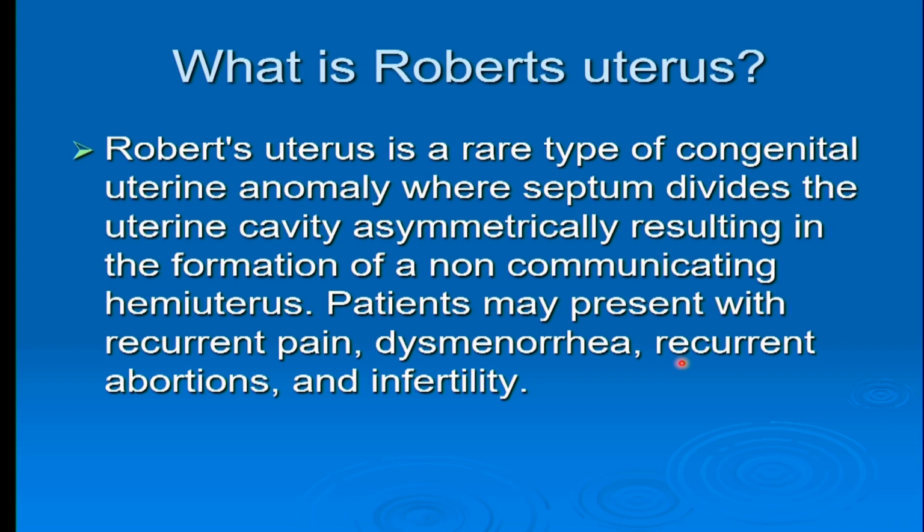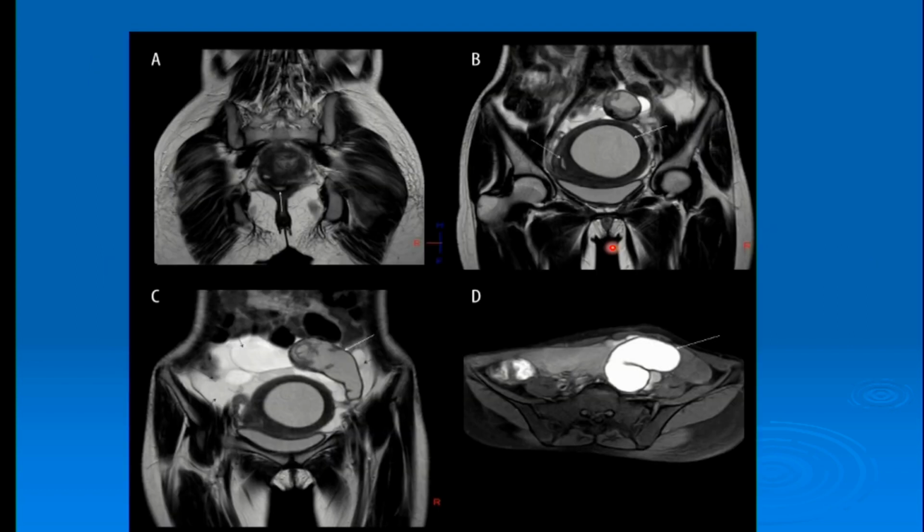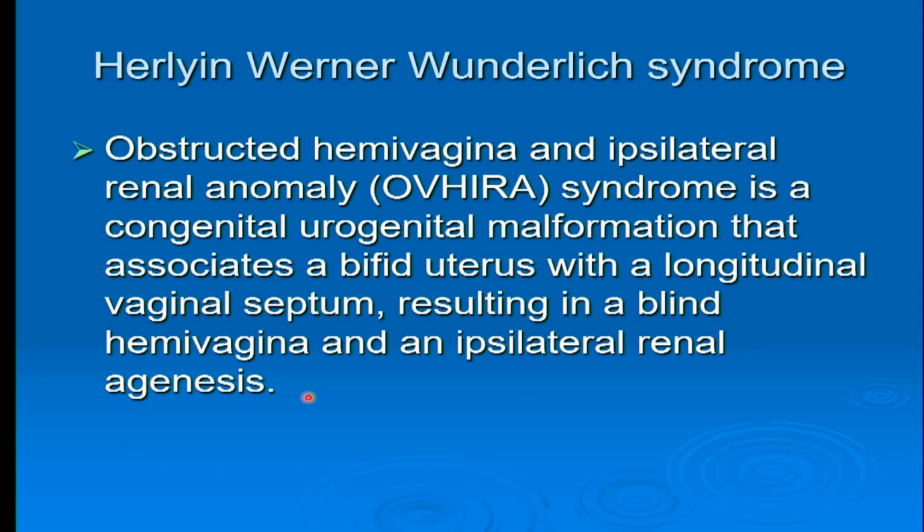Clinically, this term is used many times by hysteroscopists and laparoscopists: Robert's uterus. What is this? Robert's uterus is a rare anomaly of the fusion of the Müllerian duct only, where there is unequal division of the uterine cavity. Patients may present with recurrent pain, dysmenorrhea, abortions and infertility. You can see here there is an unequal septum, 2 uteruses, 2 unequal cavities, and also there is a collection. Robert's uterus.